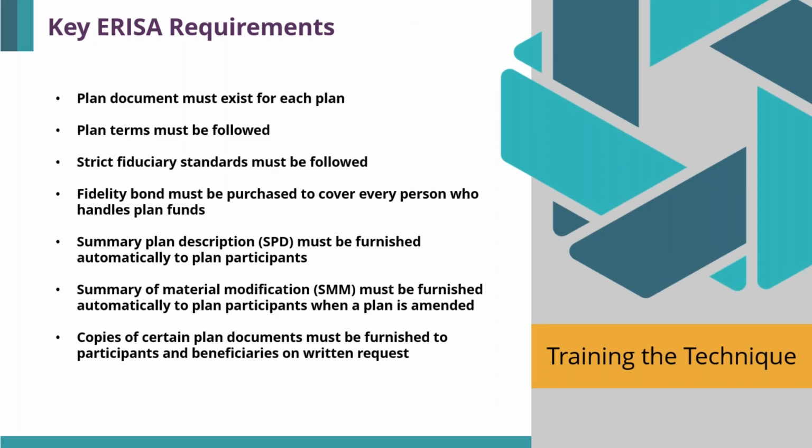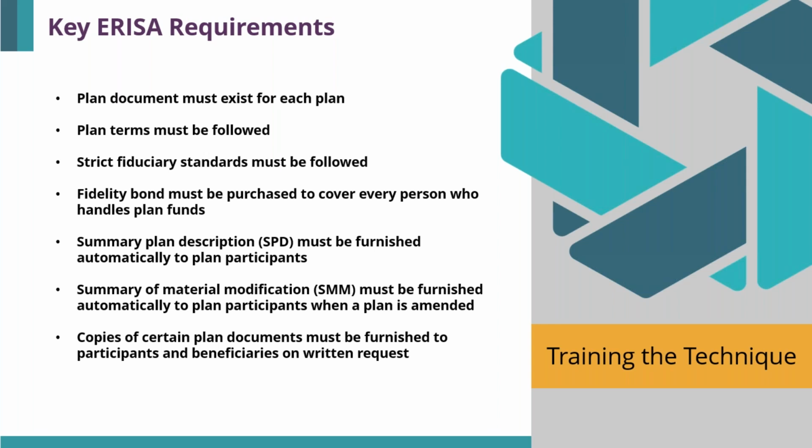So, key ERISA requirements. All ERISA benefits have to have a plan document. It's required in ERISA that the plan terms be followed. Strict fiduciary standards must be followed. In other words, anybody who has discretion under the law has a strict duty to make sure that the benefits promised will be delivered. A fidelity bond must be purchased to cover any person who handles plan funds. And again, that's very rare under welfare benefits. It's more common under 401(k).